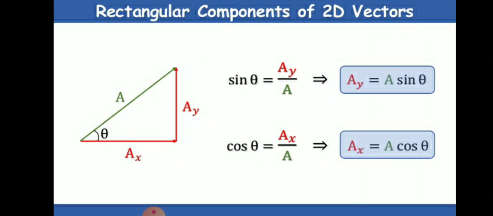Now the rectangular components of two-dimensional vector. Now you have to observe that same diagram. With respect to theta, we can write sin theta is equal to opposite side by hypotenuse, Ay by A. Ay is equal to A sin theta. Cos theta is adjacent side by hypotenuse. Therefore, Ax is equal to A cos theta.